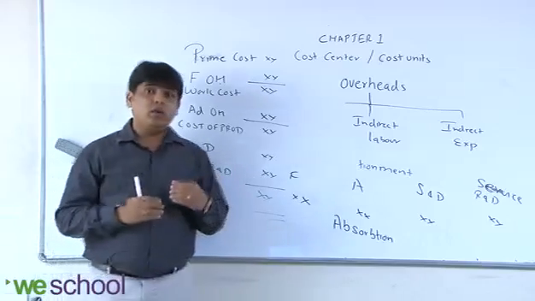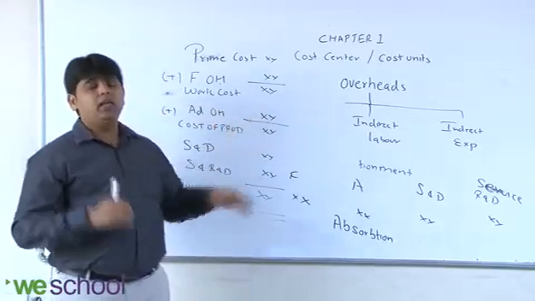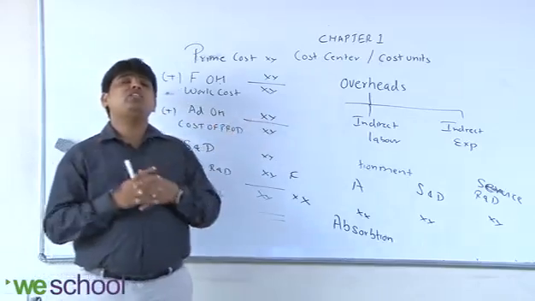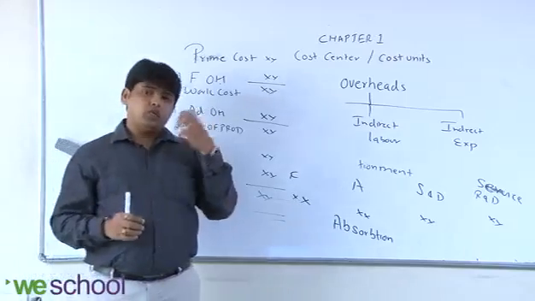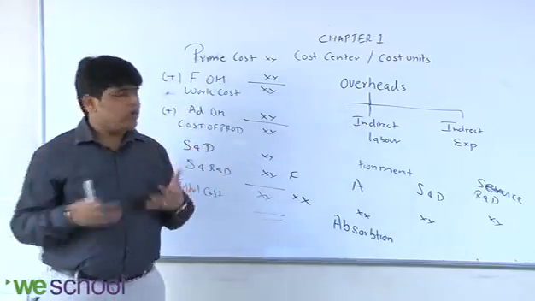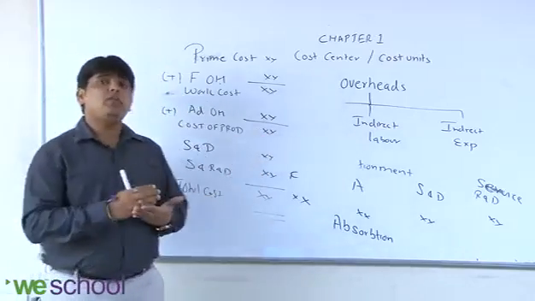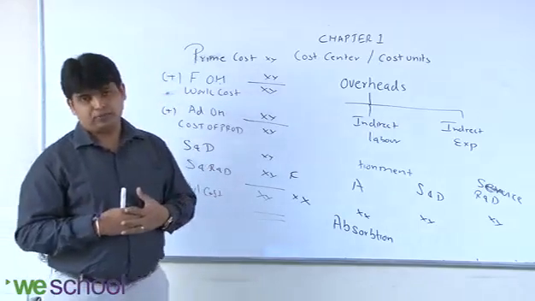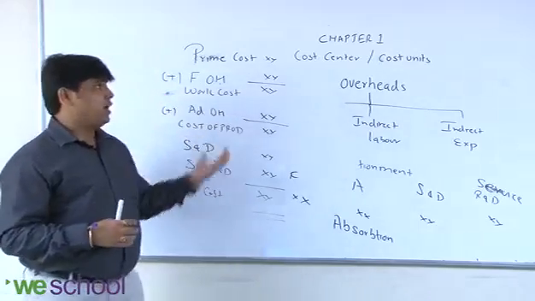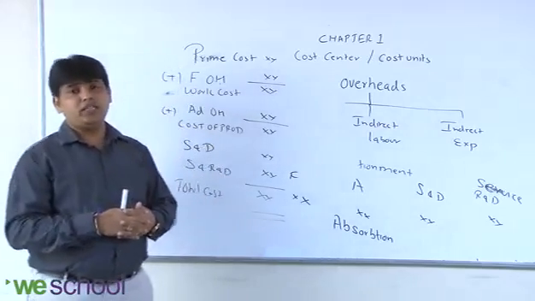This calculation method is difficult for those companies where the production is not of one unit. If I am only manufacturing one particular type of soap, then all this complication is not there. This complication is faced by those companies which have different portfolios of products. So by this we end the first chapter and the introduction of your cost accounting subject.